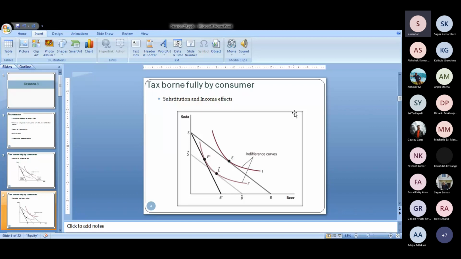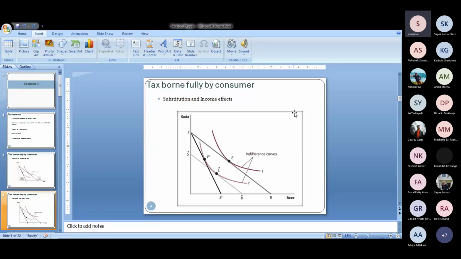One, because a tax is imposed, my disposable income has come down. So there will be an income effect. Second thing, as compared to the pre-tax scenario, beer has become relatively costly, then soda has become cheaper. So I will replace beer with soda. That will be my substitution effect. So how to capture it?